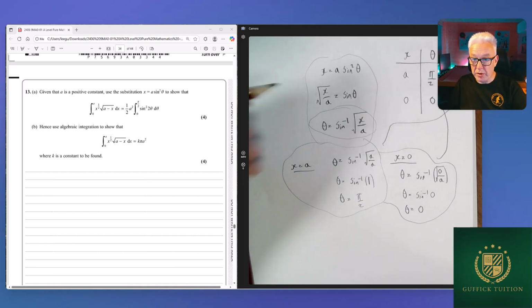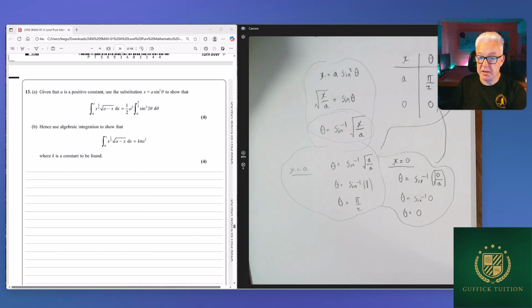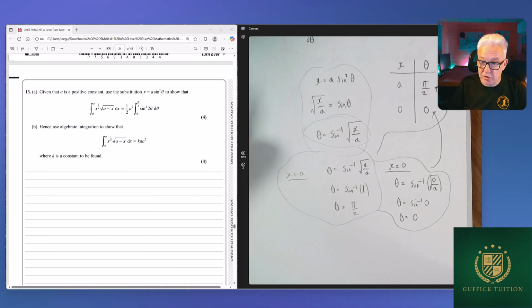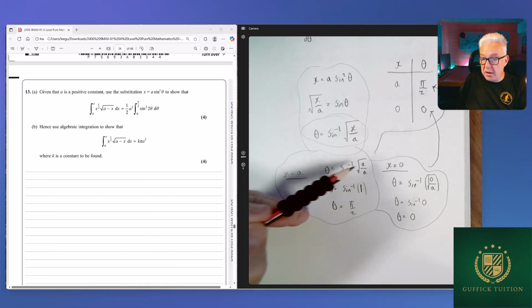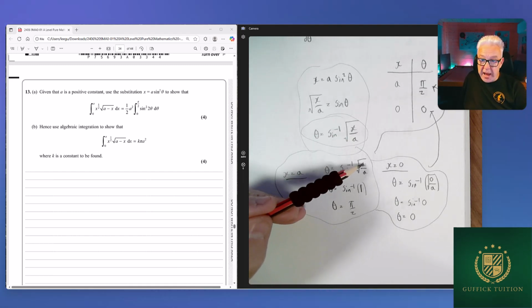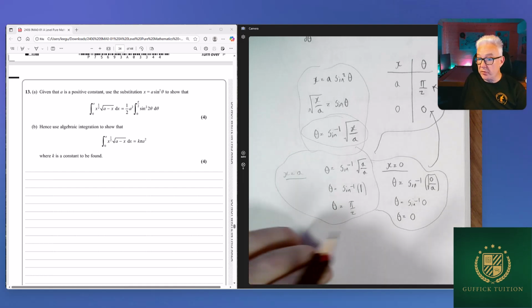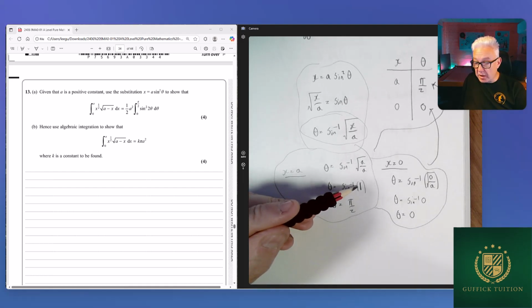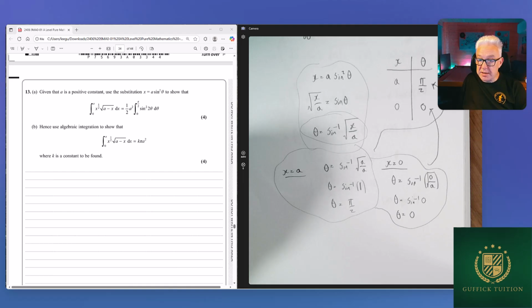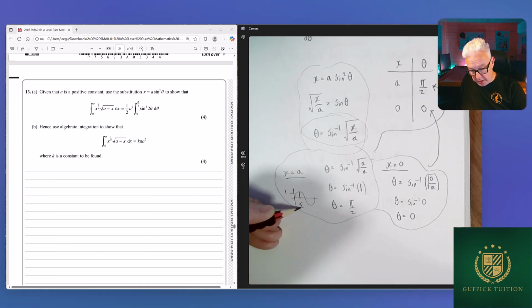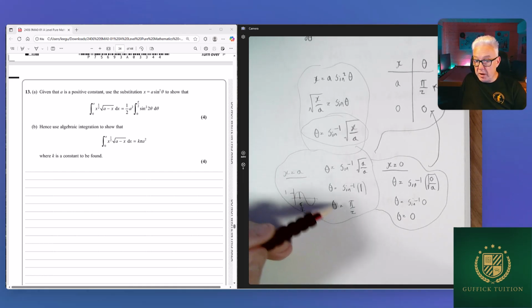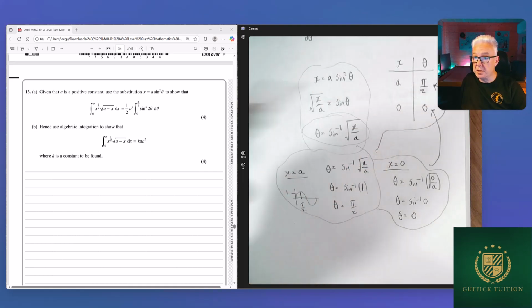So let's find out what theta is when x is a. A bit disconcerting the way it's algebra, but hopefully it's going to drop out nicely. When x is a, x gets replaced by a, which is really nice because you end up with a over a, which is 1, and the square root of 1 is 1, and the arcsine of 1 is pi over 2, because the graph of sine looks like this, and there we are at 1 when we're at pi over 2. So when x is equal to a, theta is pi over 2. That's our first limit changed.